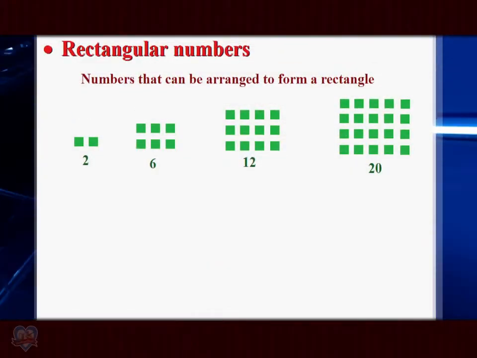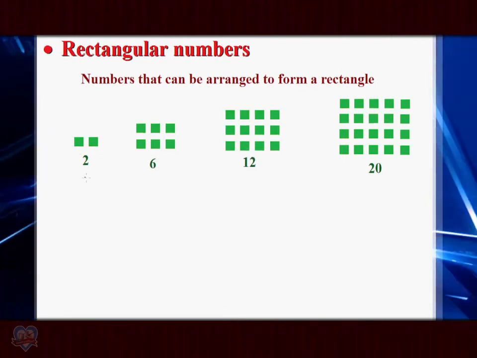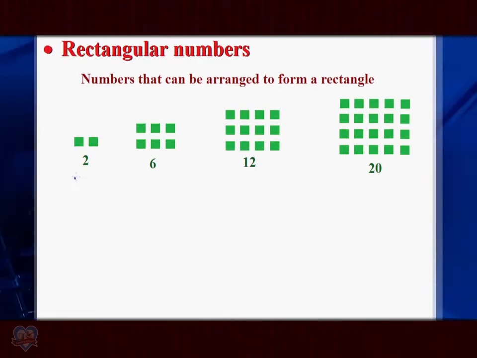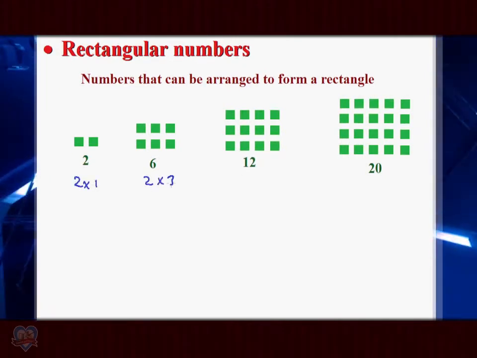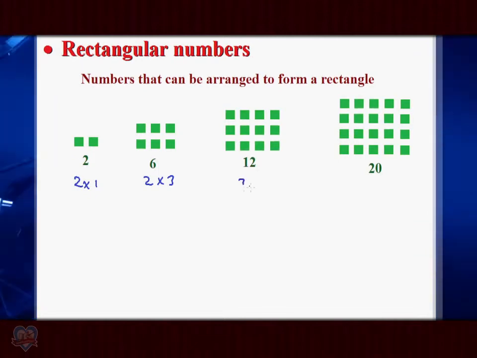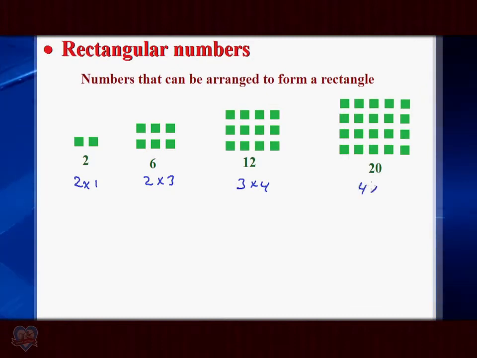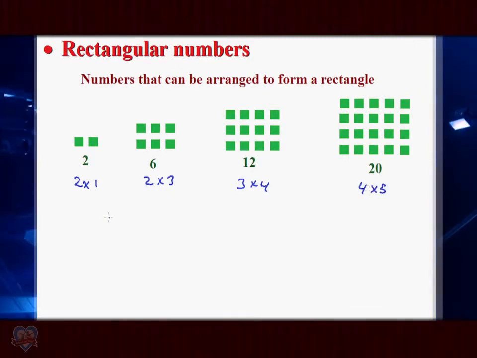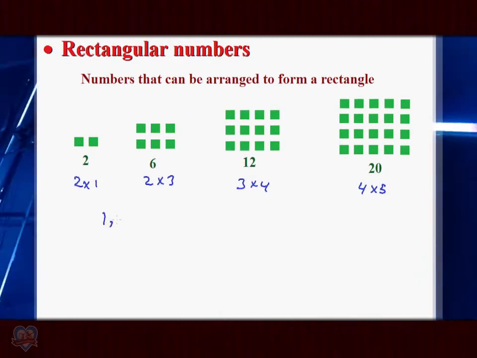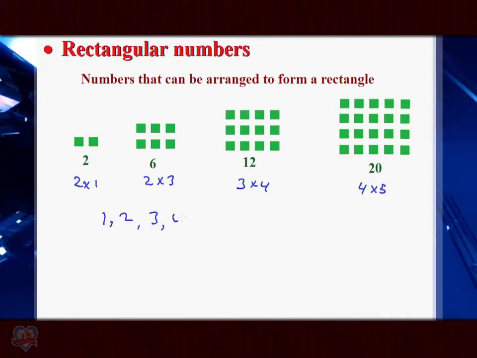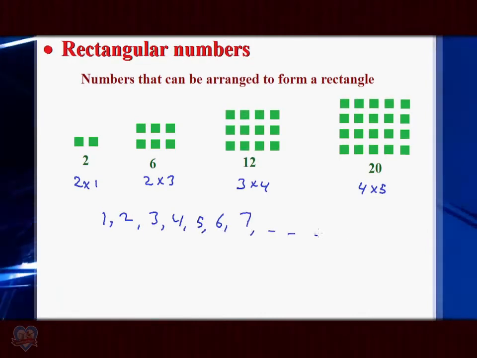Another way of writing down these rectangular numbers, we can look at 2 as 2 times 1, 6 is 2 times 3, 12 is 3 times 4, 20 is 4 times 5. So it is a matter of multiplying the consecutive counting numbers. 1, 2, 3, 4, 5, 6, 7, and so on and so forth.